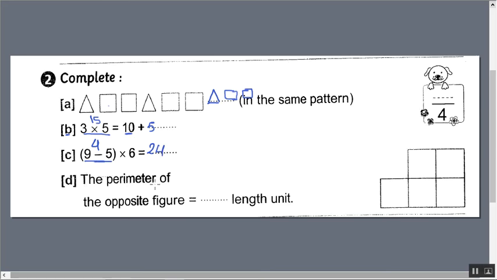The perimeter of the opposite figure equals blank length units. Here he wants the perimeter. Here we start from this part. We can say 1, 2, 3, 4, 5, 6, 7, 8, 9, 10. So here the perimeter of this figure equals 10 length units.